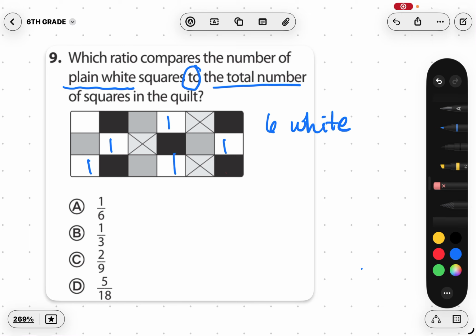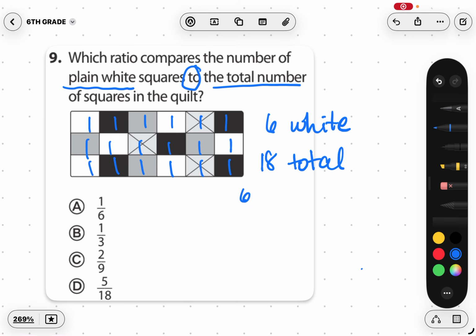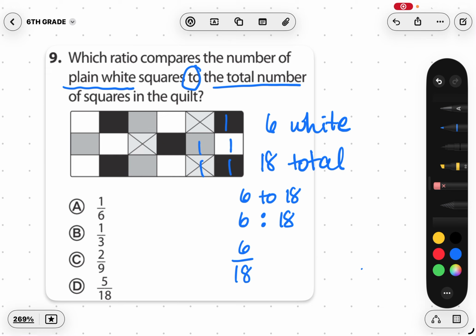Now let's count out all of the squares. 1, 2, 3, 4, 5, 6, 7, 8, 9, 10, 11, 12, 13, 14, 15, 16, 17, 18. 18 total. So we could write it as 6 to 18. Now, we don't see any of those answer choices over there right now. So what that means is we have to simplify our fraction.